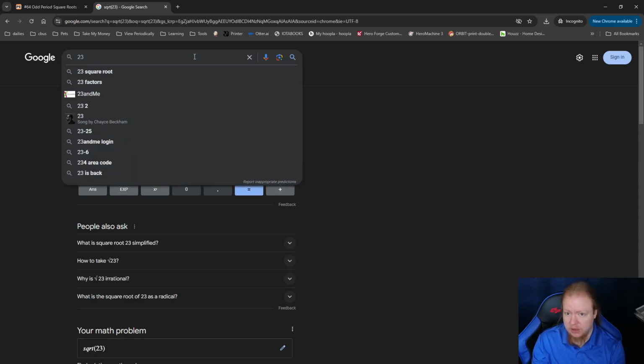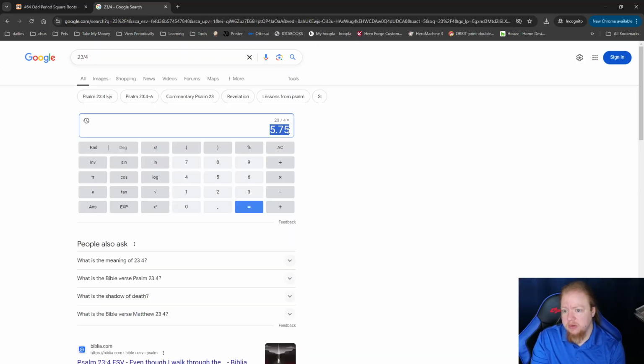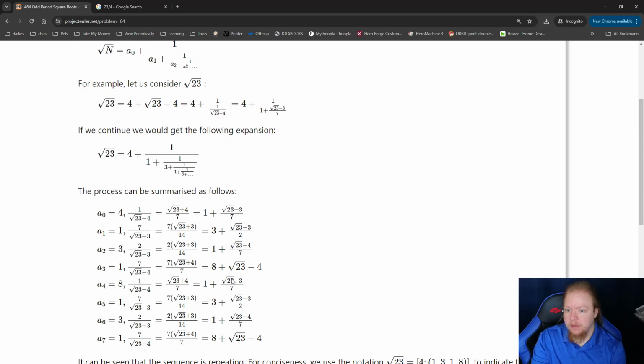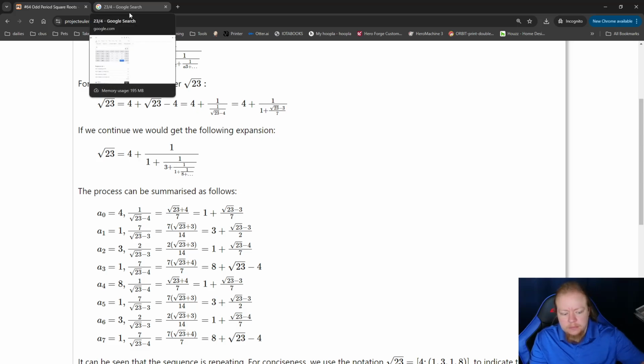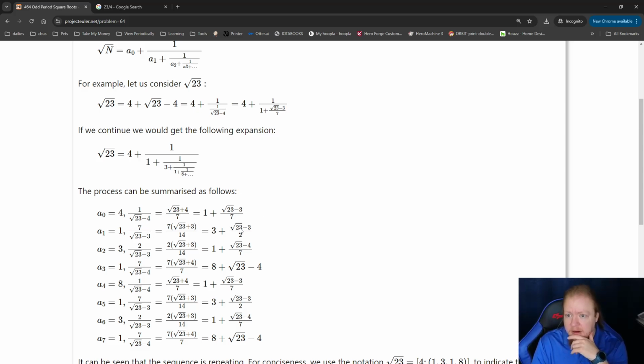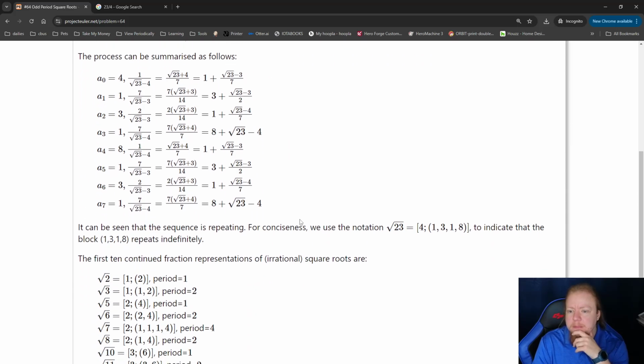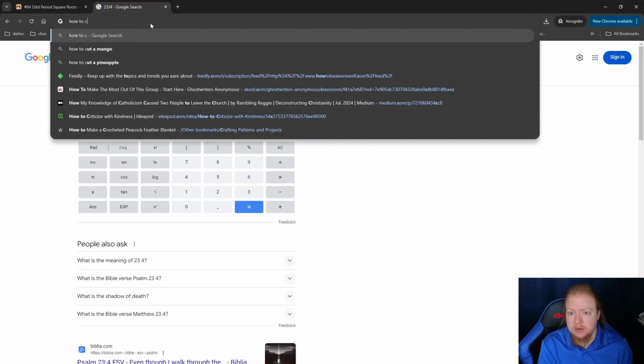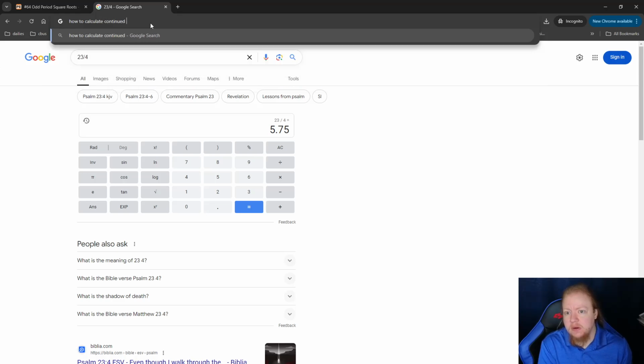Let's go ahead and say 23 divided by 4, which is equal to 5.75. Yeah, I'm still not quite understanding here. And it's this part where it's like, how do we switch it out? That doesn't make sense to me yet. So let's go ahead and Google how to calculate continued fraction.